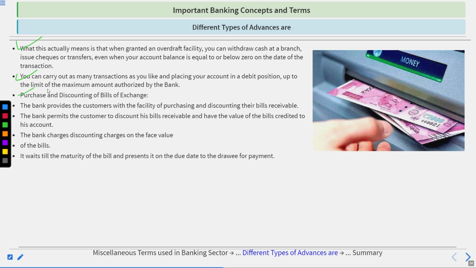Purchase and discounting of bills of exchange. The bank provides the customer with the facility of purchasing and discounting their bills receivable. The bank permits the customer to discount his bills receivable and have the value of the bills credited to his account. The bank charges discounting charges on the face value of the bills. It waits till the maturity of the bill and presents it on the due date to the drawee for the payment.